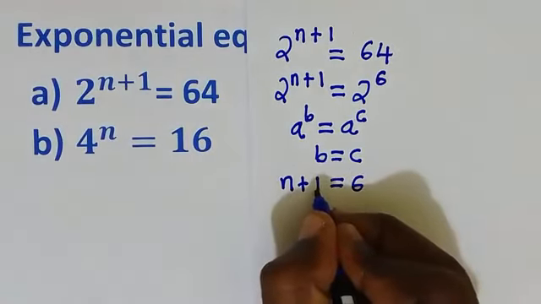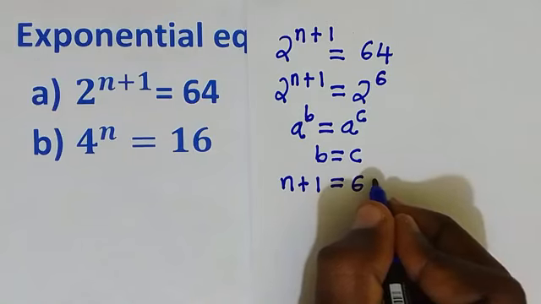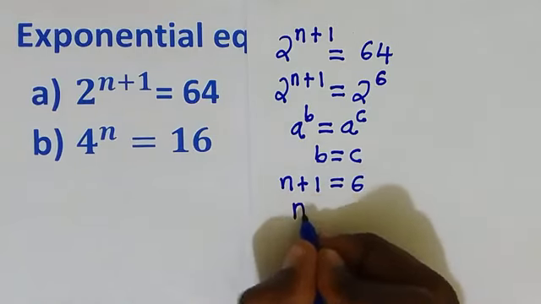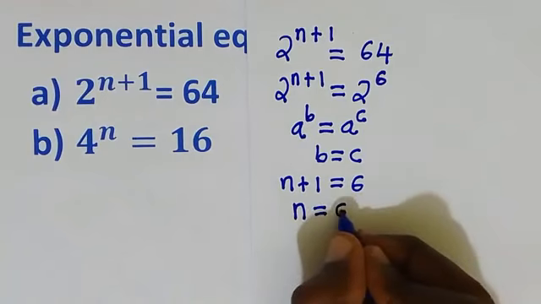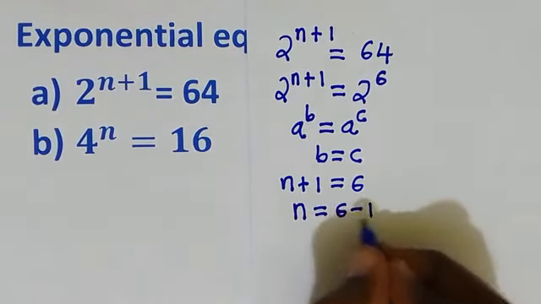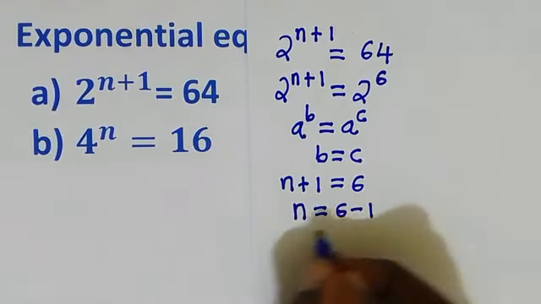We can take 1 to the right hand side. It is going to be subtracted. So n is equal to 6 minus 1. We get n is equal to 5.